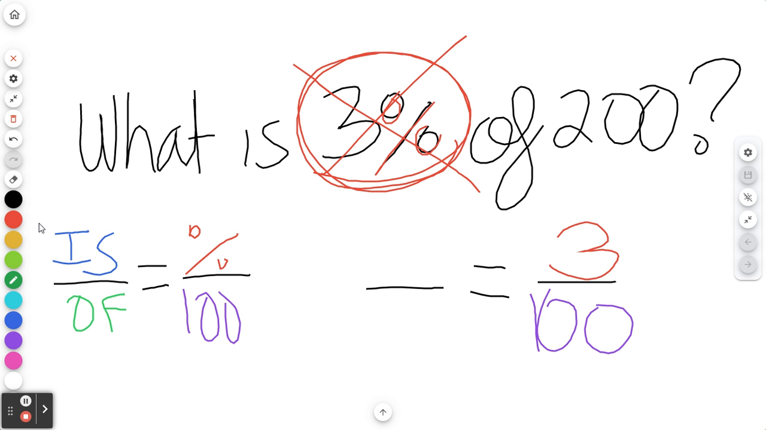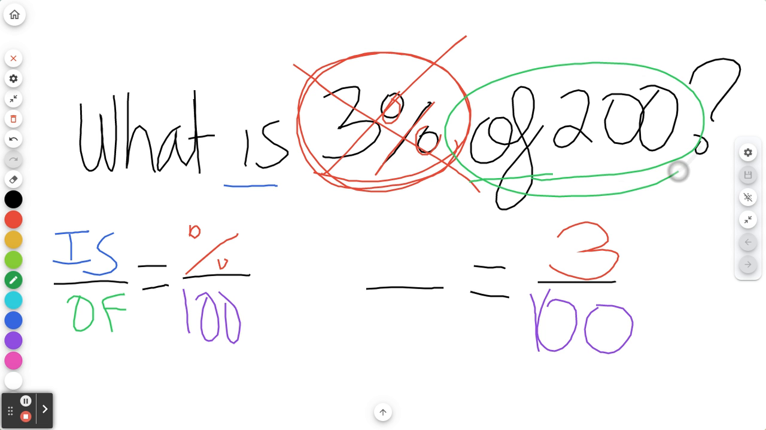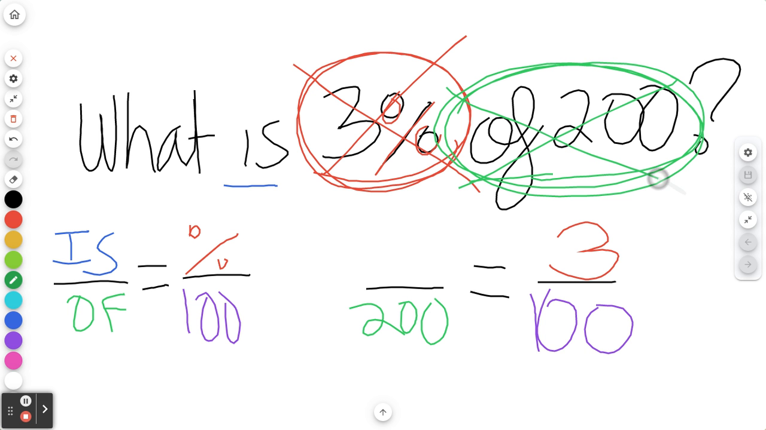Everybody with me? By doing the obvious ones, it helps me separate the sentence and find the less obvious ones. So what do I mean by that? Now I have the is way over here, and I have the of way over there. Are there any other numbers that we can attribute to any other words in our proportion? 200 is clearly attributed to the of, right? So that clearly goes down here in our proportion. That only leaves the is, and we don't know what it is.